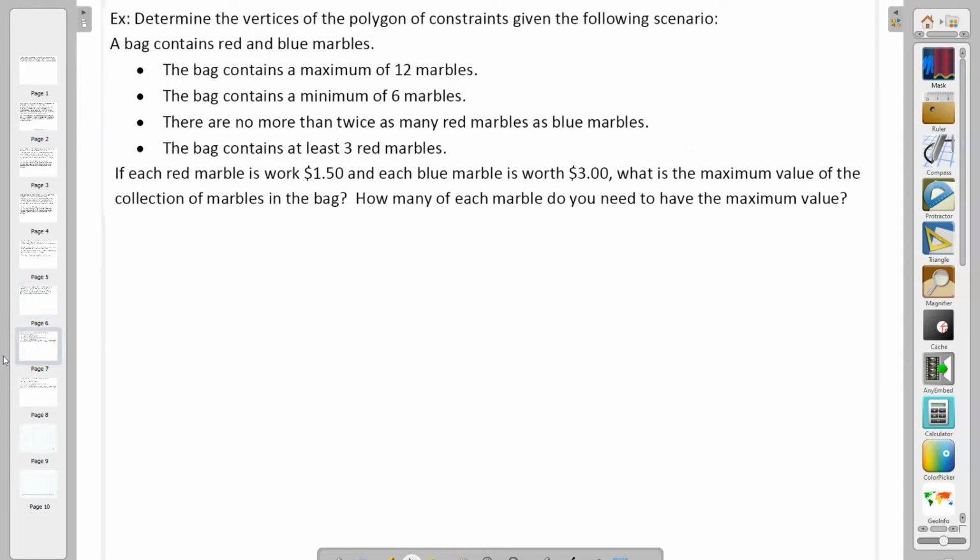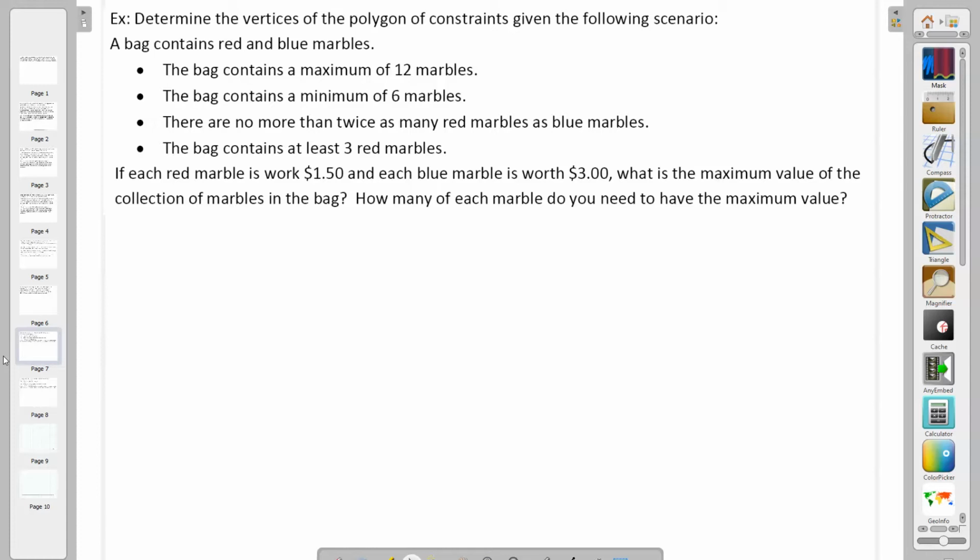Determine the vertices of the polygon of constraints given the following scenario. A bag contains red and blue marbles. The bag contains a maximum of 12 marbles. The bag contains a minimum of 6 marbles. There are no more than twice as many red marbles as blue marbles, and the bag contains at least 3 red marbles. If each red marble is worth $1.50 and each blue marble is worth $3, what is the maximum value of the collection of marbles in the bag? How many of each marble do you need to have the maximum value?